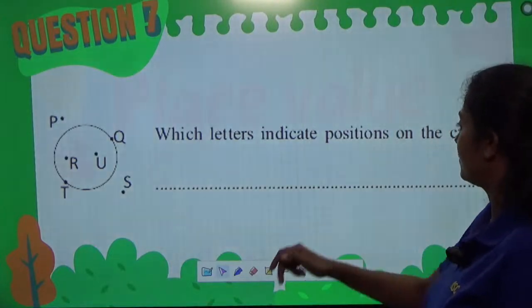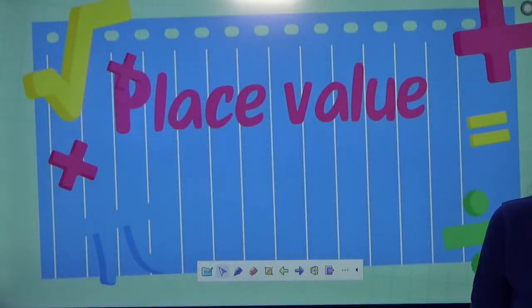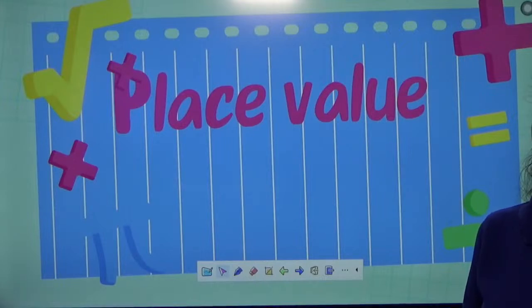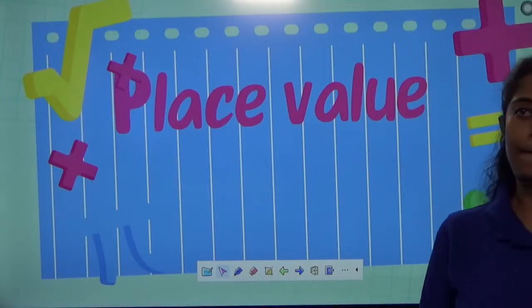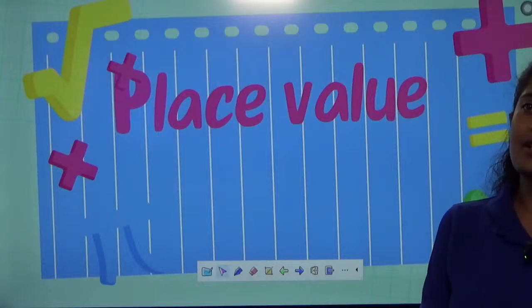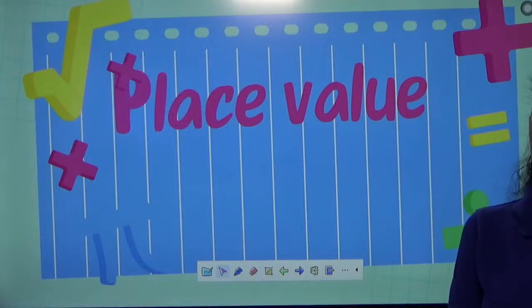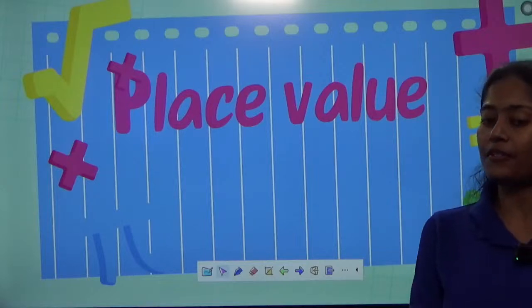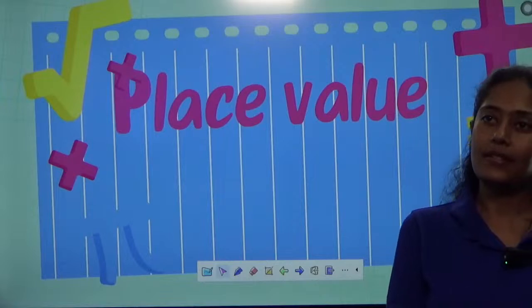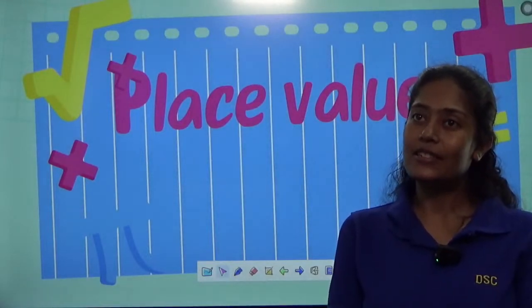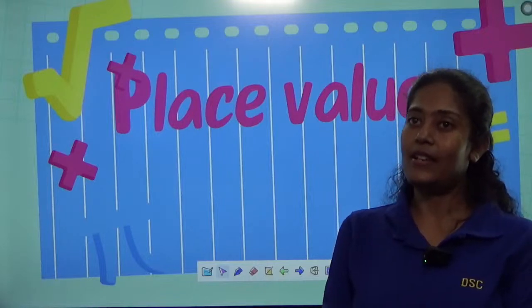What is that? Place value, right? Okay, Alia? Shall we move to the new lesson today? Right. Place value. Have you learnt about this in grade 5? In grade 5, I think you have learned it, no? Place value. Right, we'll see.